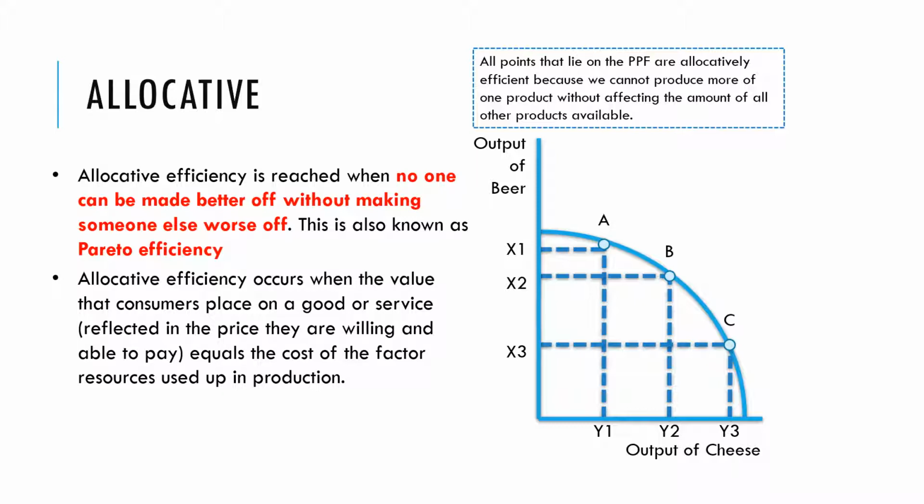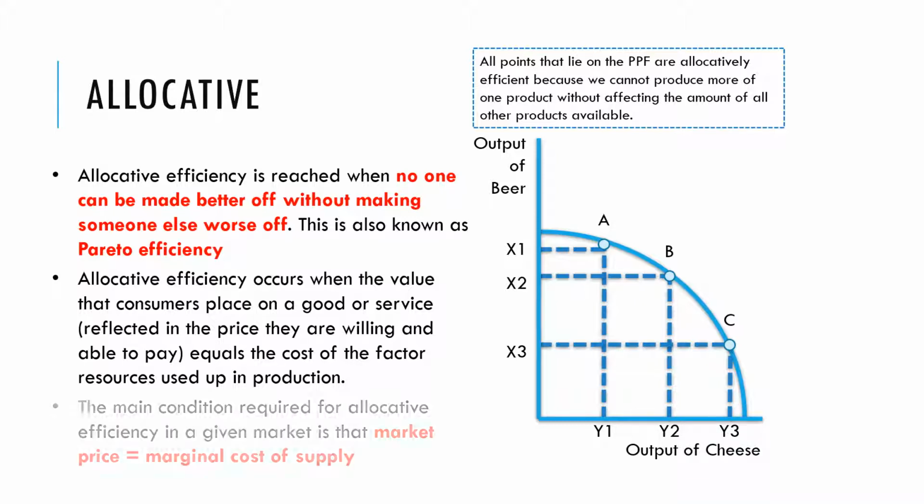Allocative efficiency occurs when the value that consumers place on a good or service, which is reflected by the price that they pay, equals the cost of the factor resources used up in production. So effectively the price, what people are willing to pay for something, is equal to the factors that are used in resource. So we're not wasting factors. We don't have a mismatch between how much people value the factors and the cost of the factors.